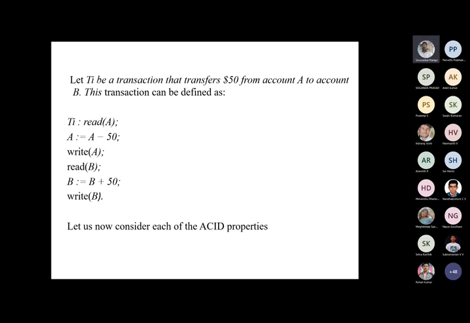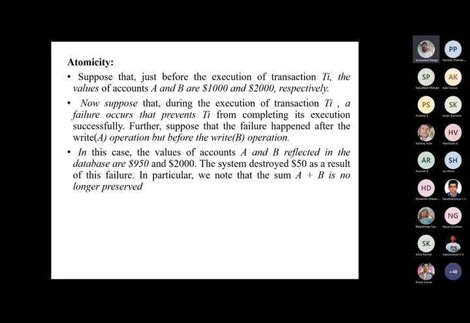So what should you do? Since atomicity property, you need to undo the effects of the transaction. In this case, the values of accounts A and B reflected in the database are going to be $950 and $2,000 respectively. The system has destroyed $50 as a result of this failure. In particular, we note that the sum of the accounts A and B is no longer preserved.